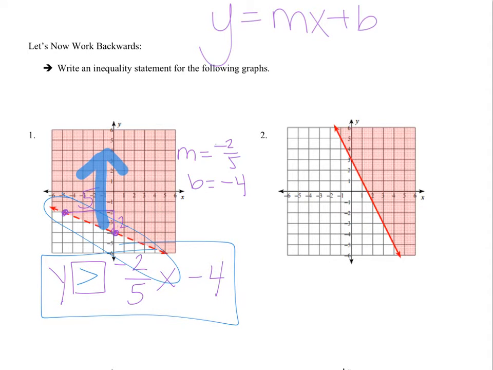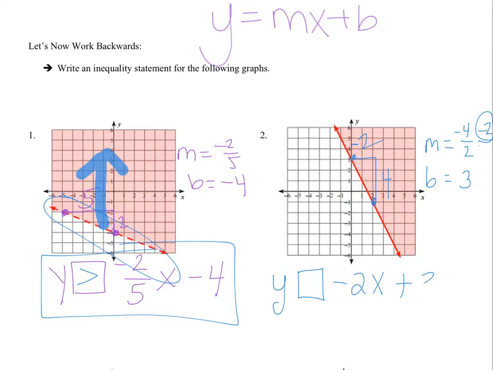Let's look at the next one. I have to find m first, and then b. So b is 3, because it's where my line crosses my y-axis. For the next point I'm going to pick this one, and I'm going to do rise over run. 1, 2, 3, 4, and 1, 2. -2 because I went to the left. So m is -4 over 2, which cleans up to just -2. So y, leave a blank, -2x plus 3.